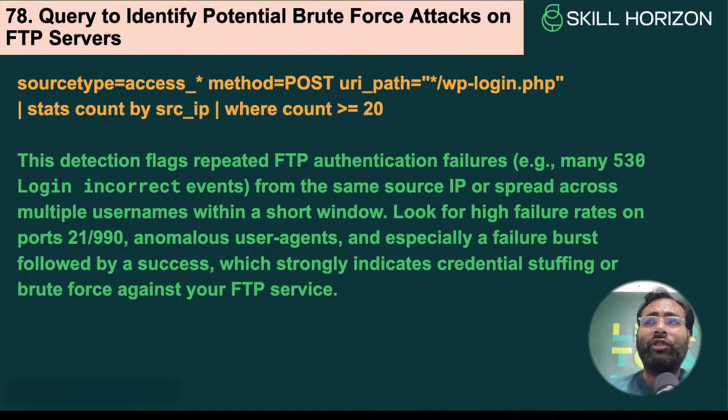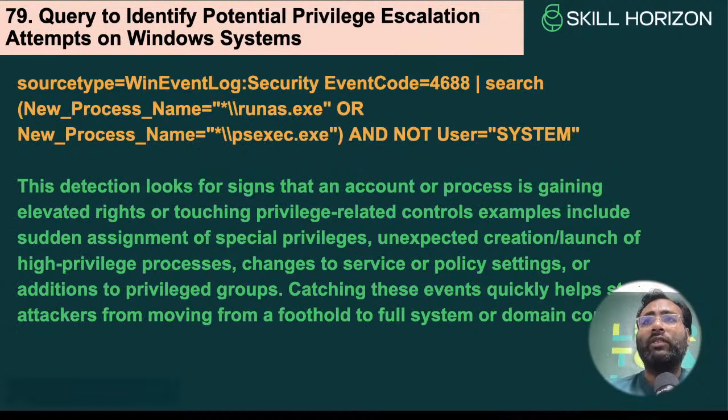Then the potential brute force attacks on FTP server. Similarly, this particular query helps to identify brute force specifically on an FTP server. So that will be your query. Then the privilege escalation attempts on Windows systems. In Windows systems, we need to check some processes. You can specify process names, like in this particular query, I specified runas and psexec.exe, PowerShell execution.exe or runas. You can add some more and check if some privilege escalation happened.